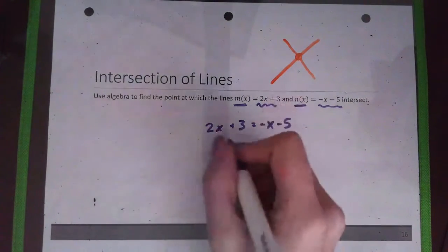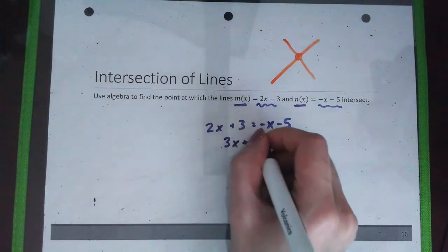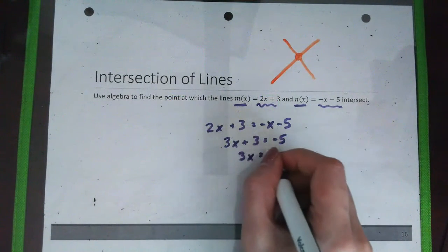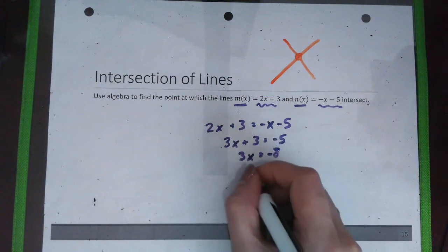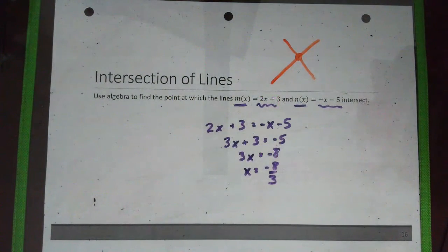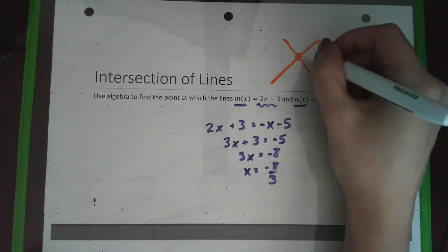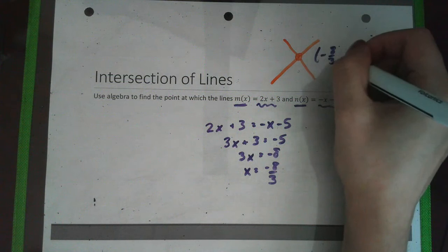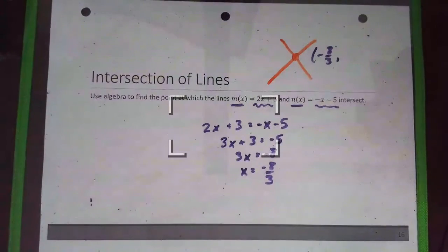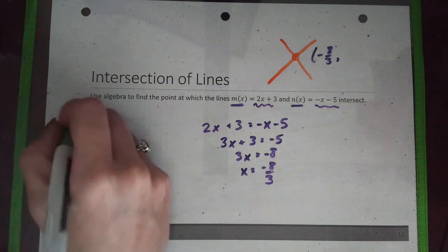If I solve this, I can add the x over. So 3x plus 3 equals -5. I can subtract the 3 over. 3x equals -8. Divide by 3, and x is equal to -8/3. So the place where these two lines meet has an x value of -8/3. Now at this point, it shouldn't matter if I plug into m of x or n of x. I should get the same y value out, but I will make sure of that.